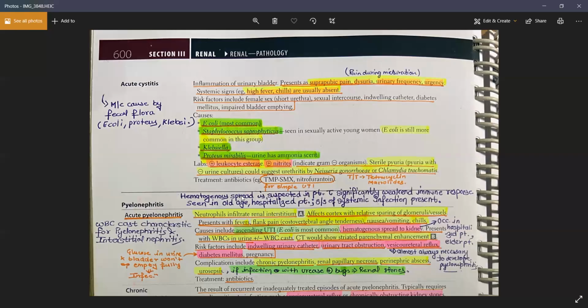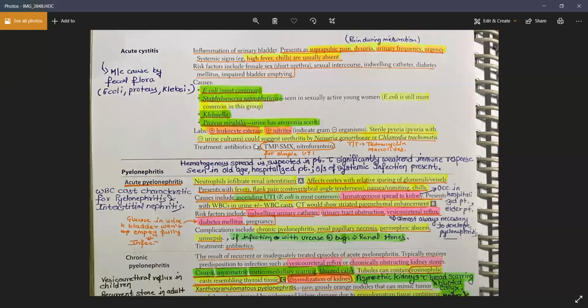So you will always suspect the hematogenous spread in a patient with a significantly weaker immune response, as seen in the old age hospitalized patient. They will also have signs and symptoms of systemic infection. That means the sepsis will be there. And because it is spreading through the blood, the patient will also have a positive blood culture. All these things are not present in the ascending pyelonephritis. Is that okay? Yeah.